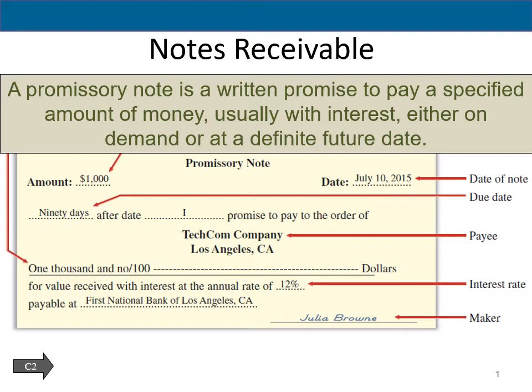The essential elements of the promissory note are the amount, which is the amount that would be paid in the future, plus interest, which is here. The maker is the person who is obligated to pay, and the payee is the person who's going to get paid, and in this case, 90 days in the future. So that would be the due date. This is an example of a note receivable.